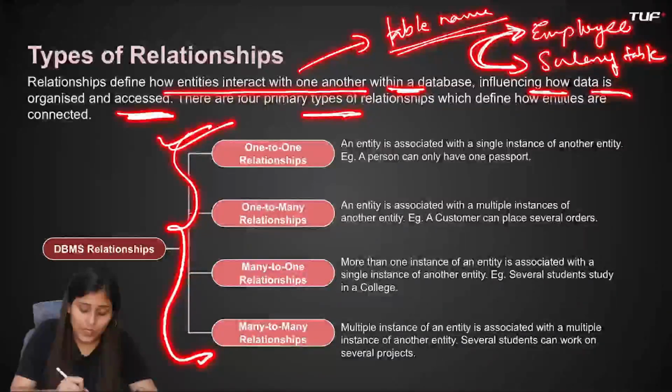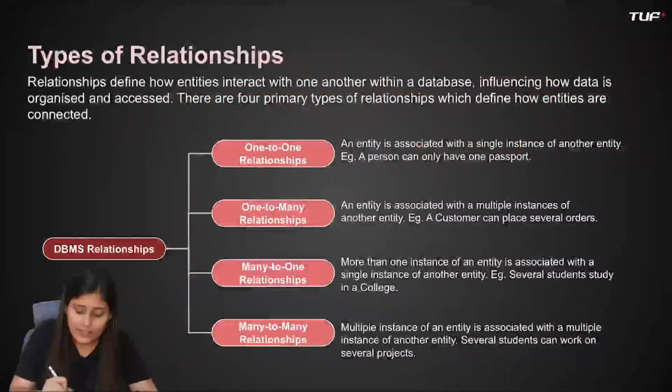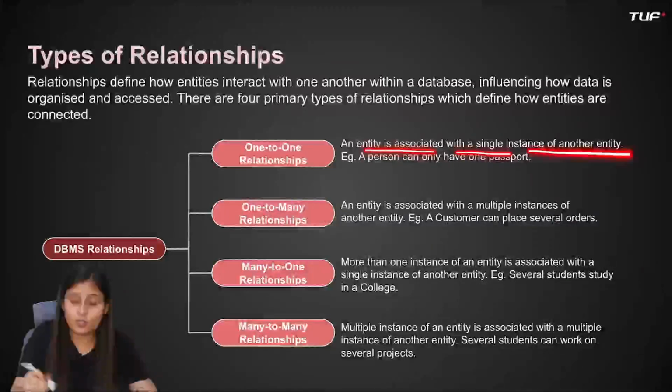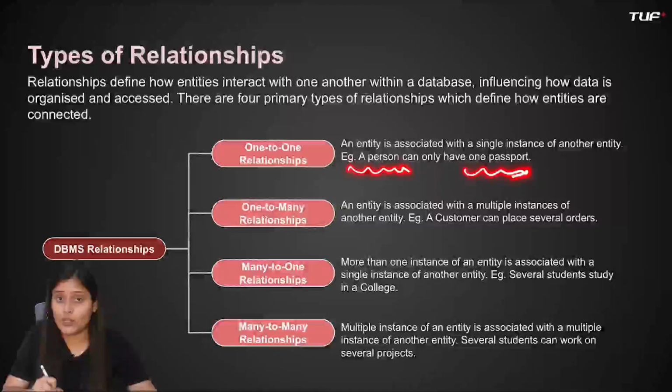First is one-to-one. When an entity is associated with a single instance of another entity, it is called a one-to-one relationship. For example, a single person can have a single passport. One person can have only one passport. So it shows a one-to-one relationship.